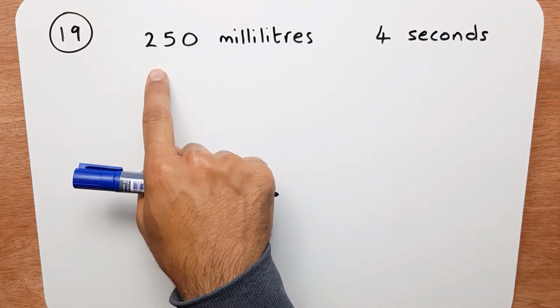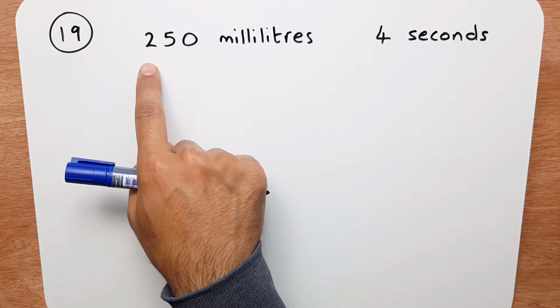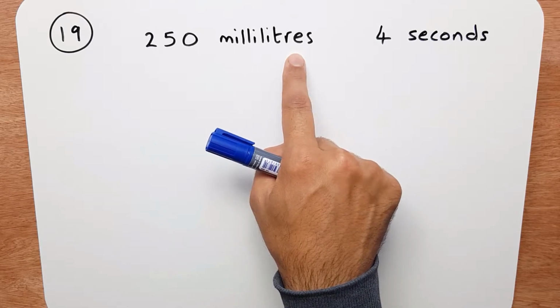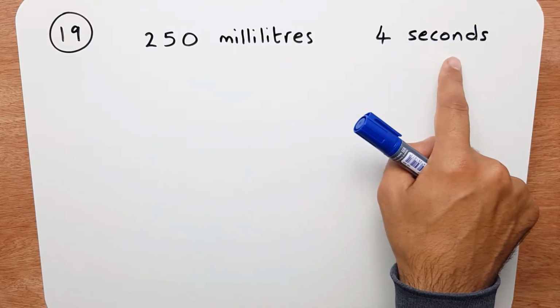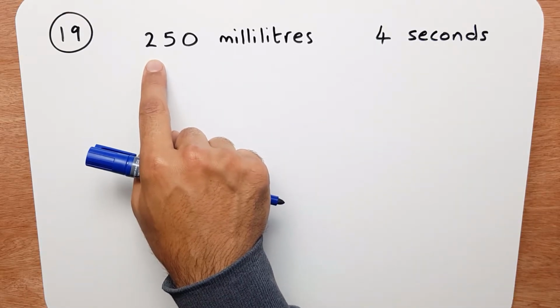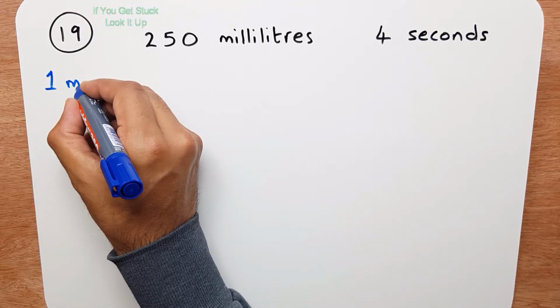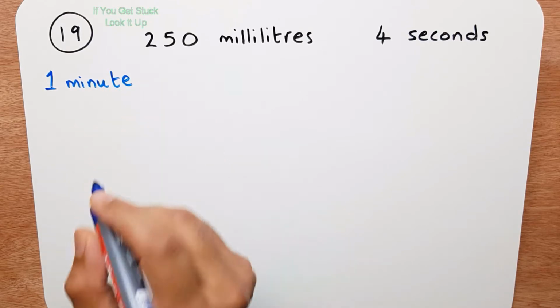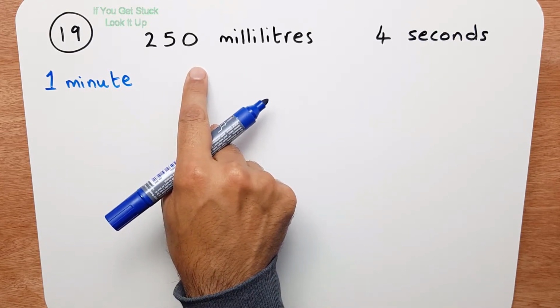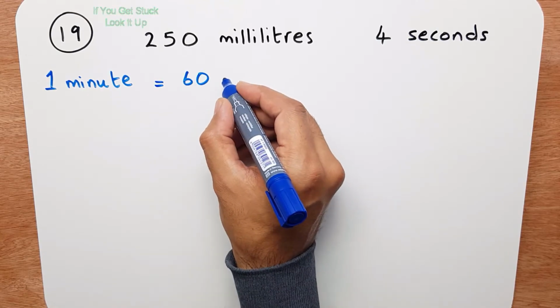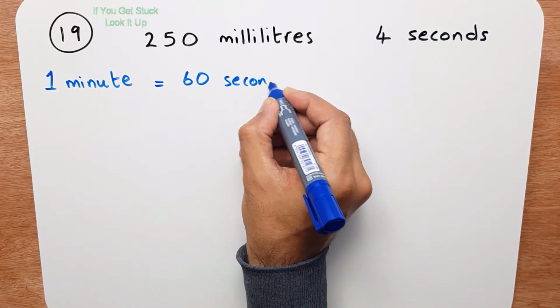In this question, we're told that the machine pours 250 milliliters of juice every 4 seconds. And we want to know how many liters it pours after 1 minute. So 1 minute. How many liters of juice has it poured? And we know 1 minute is equal to 60 seconds.